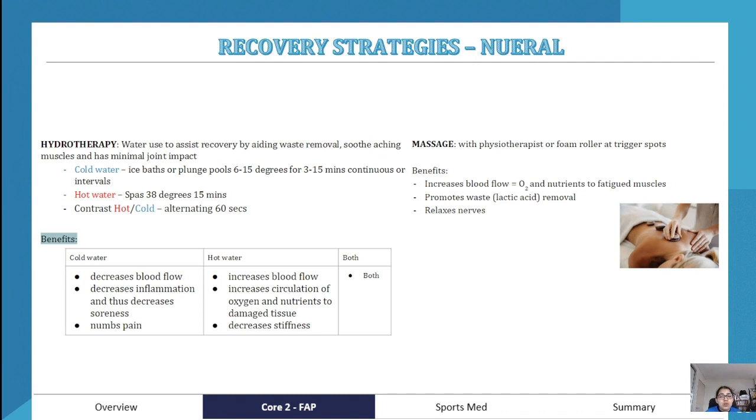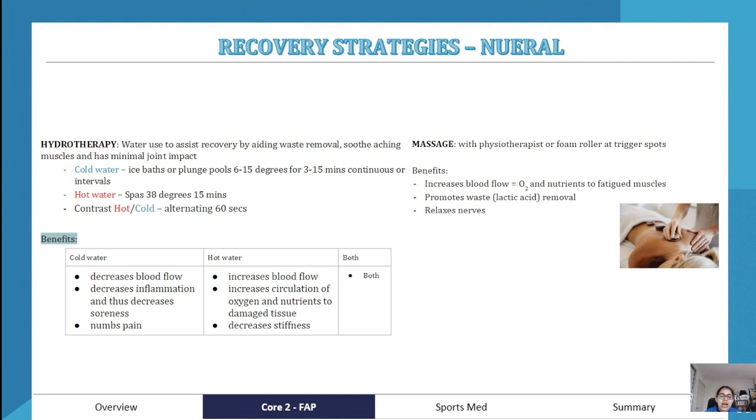There is also hot water hydrotherapy. Hot water hydrotherapy is when you go at about 38 degrees for 15 minutes. And you can also alternate between cold and hot. So you'd go in 6 to 15 degree water for 15 minutes, and then jump into a 38 degree spa for 15 minutes. So you are changing it each time.